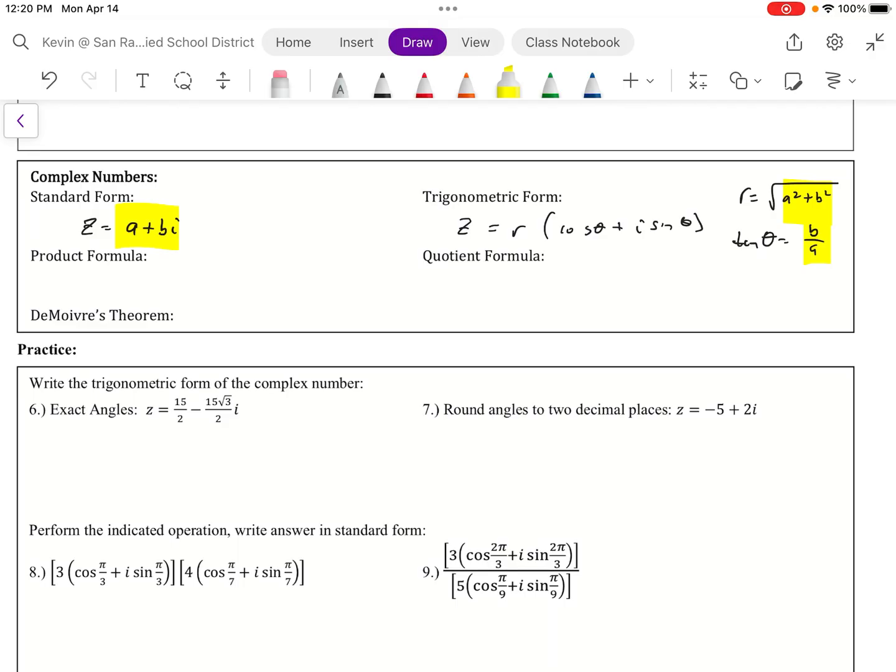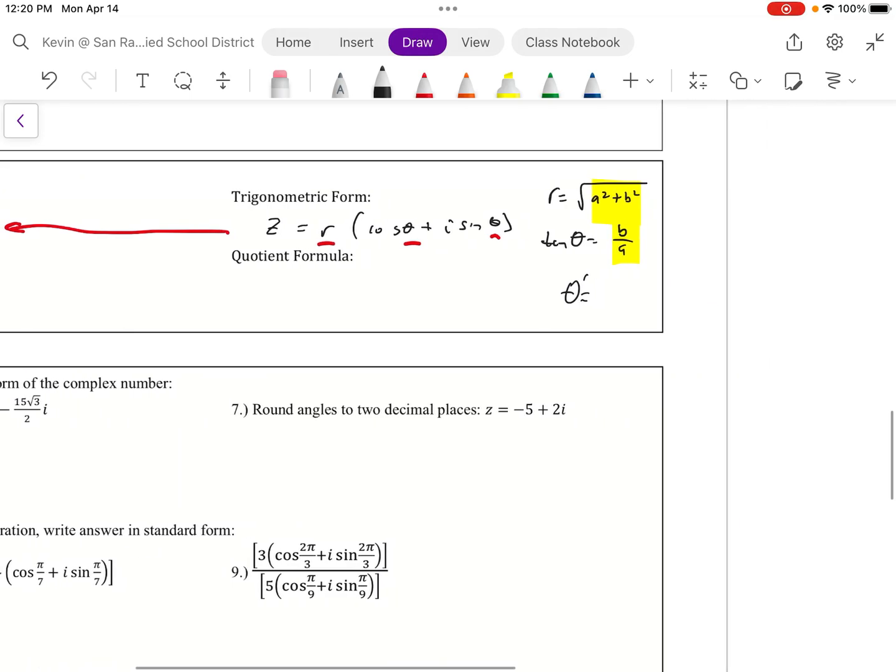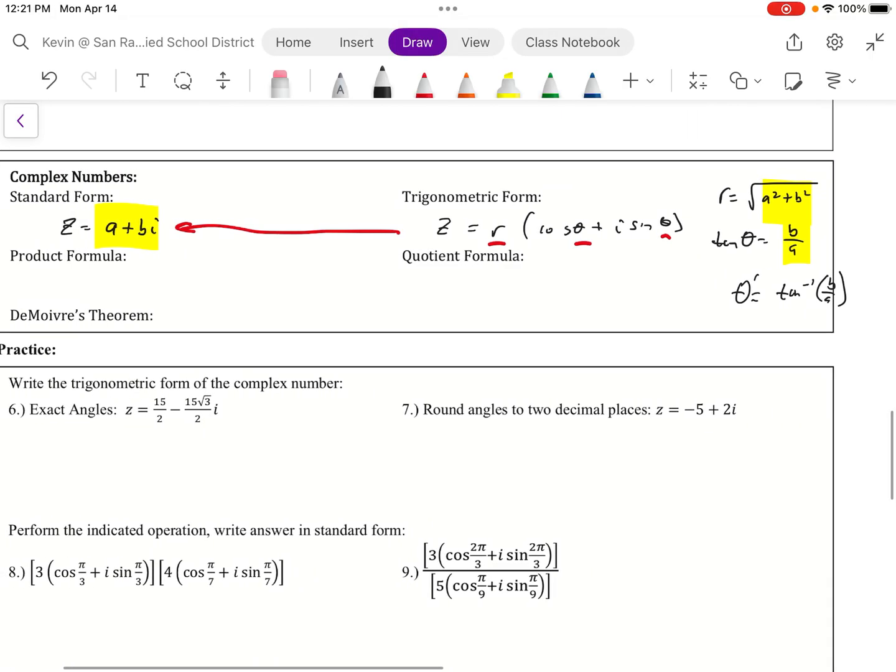a. And again, this a and b, this b over a, is all based off of that standard form. So if we're not given r and we're not given theta, if we're not given these angles, then we have to be given a and b, right? We have to have a and b, and then we can use that to find each of these. So the reference angle is going to be arctangent of b over a.